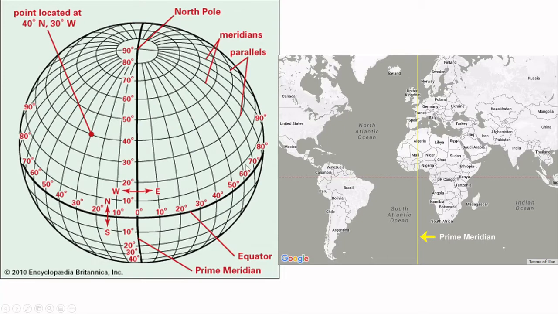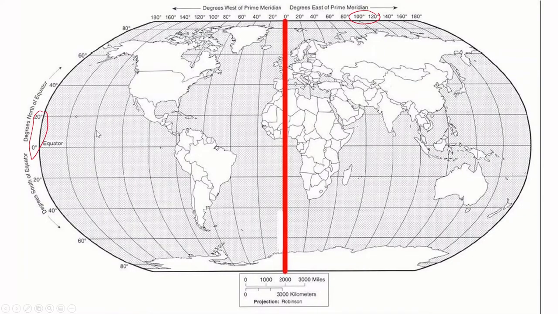So this horizontal line is called latitude. The vertical line is called longitude. Just a quick recap on your geography. If you look at Malaysia, the latitude is about 0 to 20 degrees north. For longitude, it is about 100 to 120 degrees east.